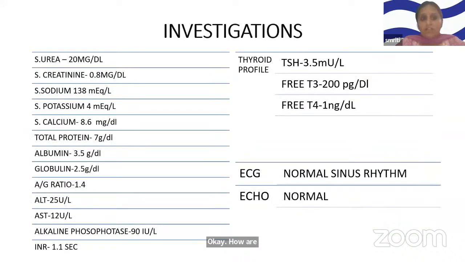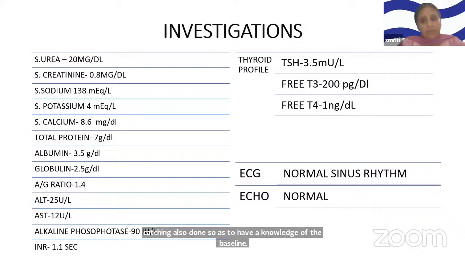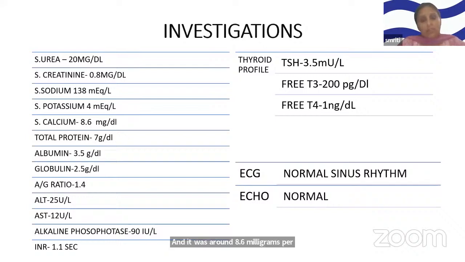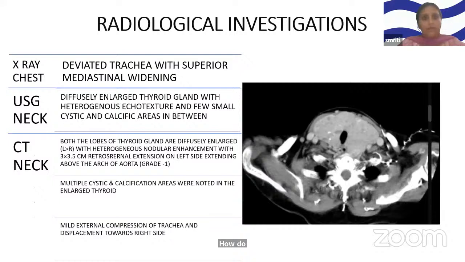Apart from the routine investigations, we got her serum calcium also done so as to have knowledge of the baseline value, and it was around 8.6 milligrams per deciliter. Her thyroid profile was also done, and it was normal. So on the basis of the clinical history as well as the investigations, she was euthyroid. Her ECG showed normal sinus rhythm, and echo was also done, which turned out to be normal.